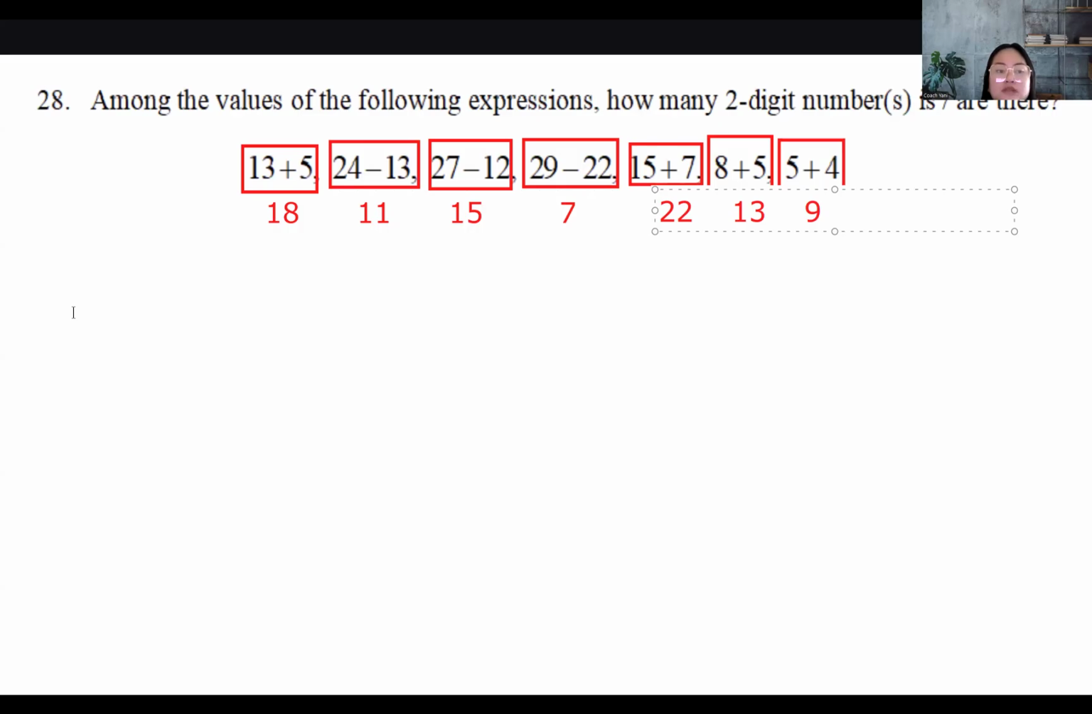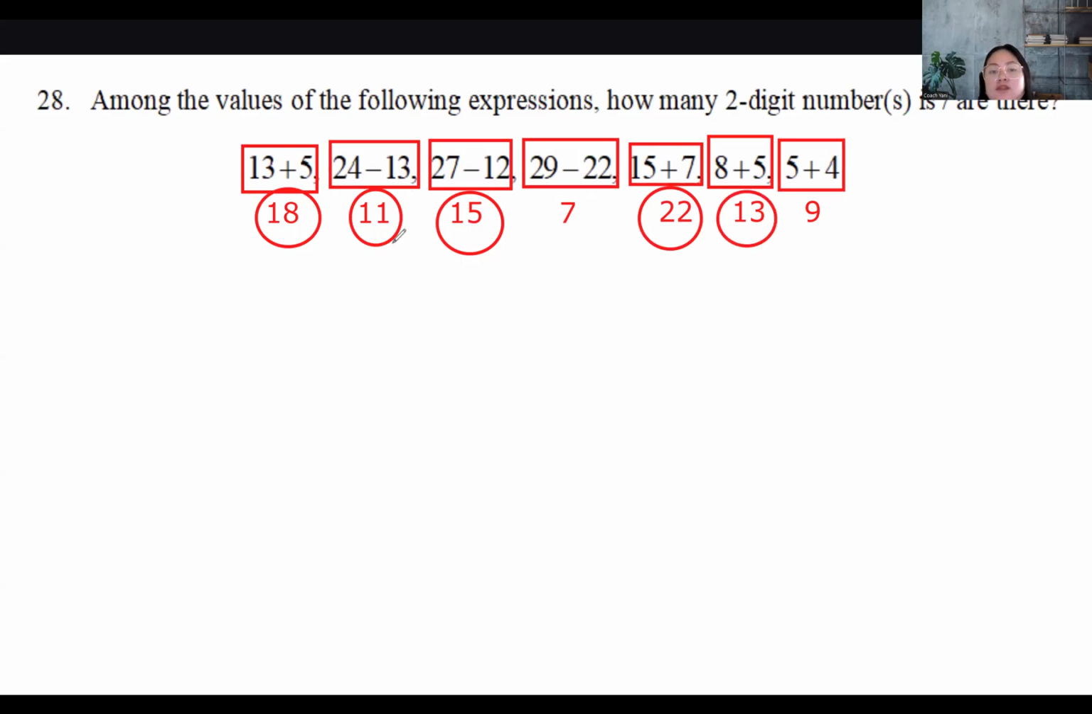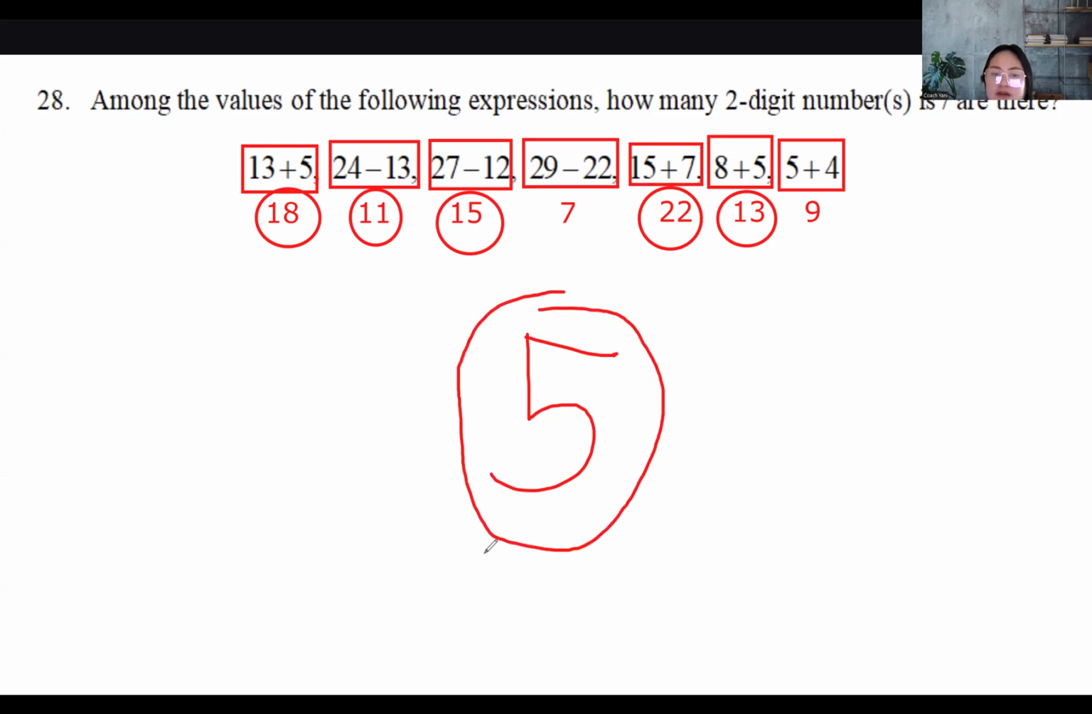So which ones are two digit? Let's encircle. This is two digit, this is two digit, this is two digit, this is two digit, and this is two digit. That is a total of how many? 1, 2, 3, 4, 5. Very good. And that is the answer.